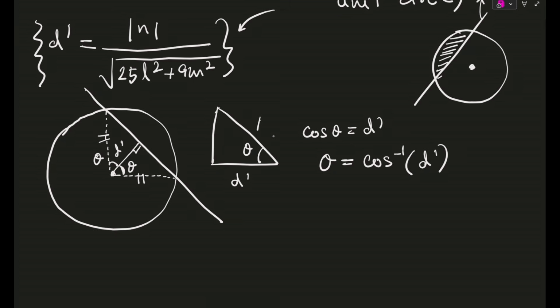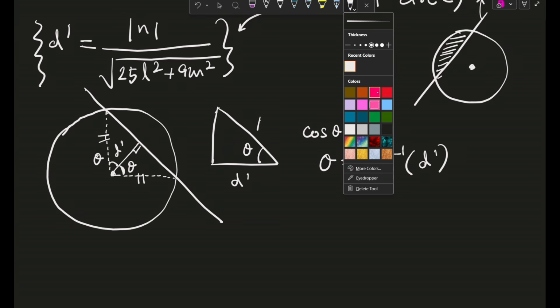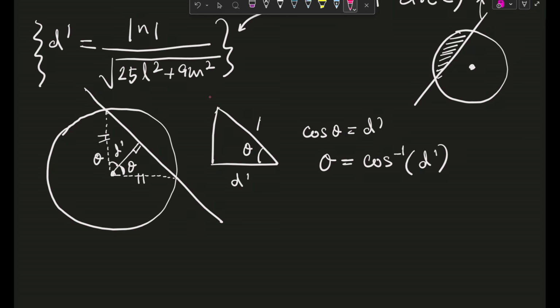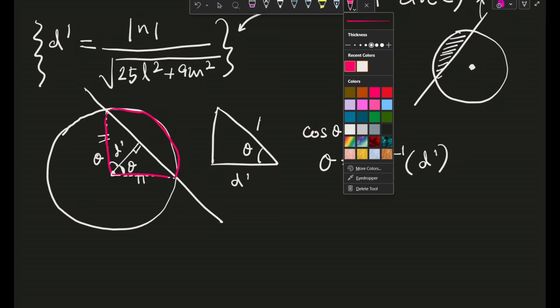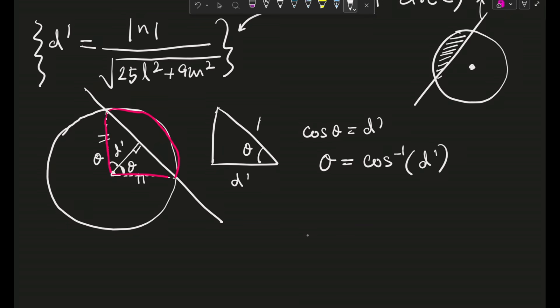If we observe this 2 theta, then this 2 theta part is creating a sector. Wait, I will use a different colored ink. Let's use red maybe. This particular part, which I am right now coloring in red, is a sector, right? So we actually need to find the area of that sector also. That's pretty easy. We have a ready-made formula, I hope all of you remember.